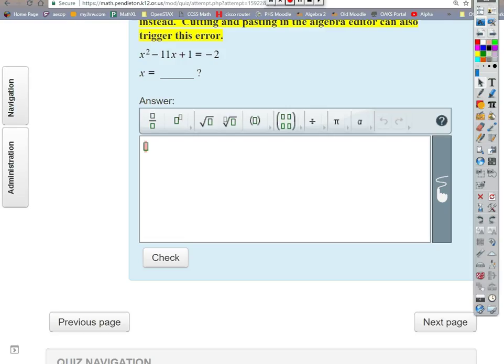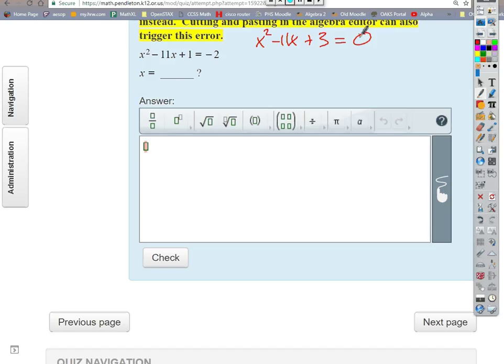Wait, what is that asking us? We're supposed to find all the complex solutions. Okay, so we're just solving this thing. So we'll add 2 to both sides, and then if we add 2 to both sides, aren't we just going to end up with x squared minus 11x plus 3, right? Okay? Let's just say this.